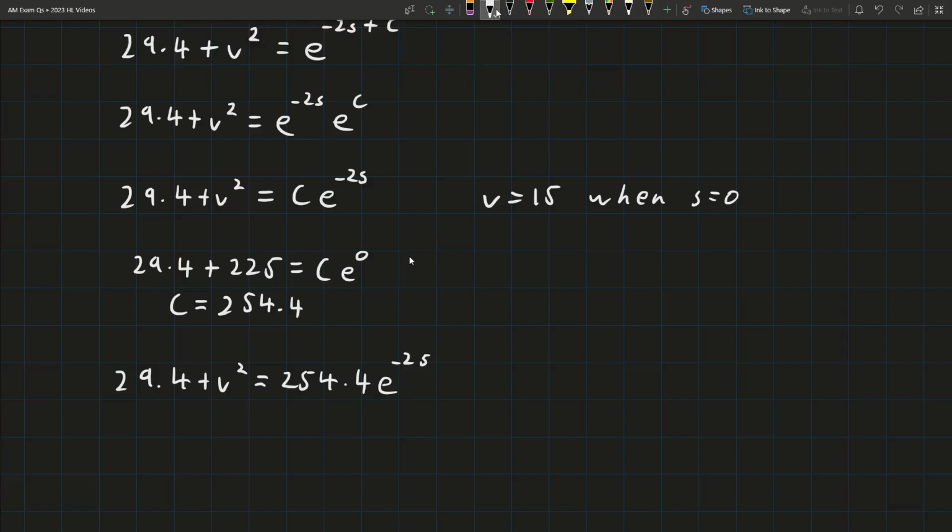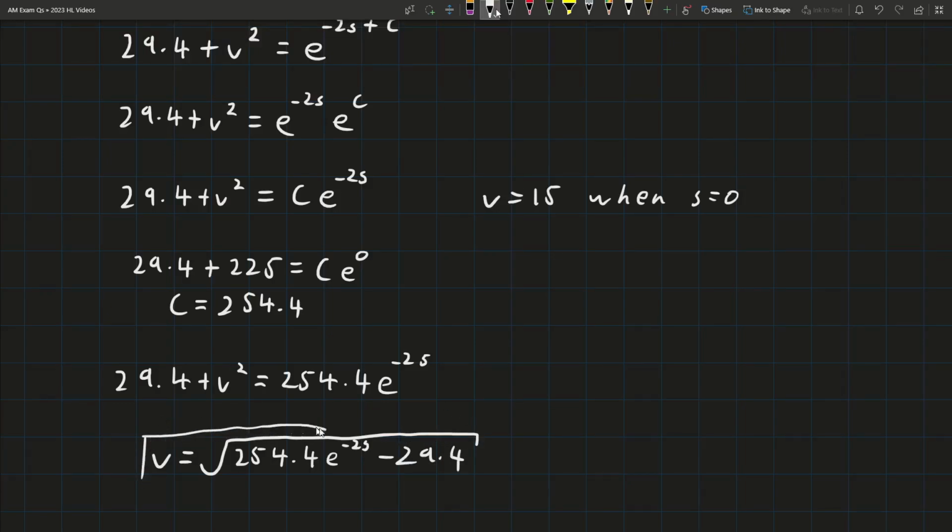Now, finally, we're asked to find an expression for v in terms of s, so we'll bring the 29.4 to the other side and take the square root, and we get that v equals the square root of 254.4 e to the minus 2s minus 29.4. And that's it. If you want, you could write the e to the minus 2s as 254.4 over e to the 2s. It doesn't really matter, it's just a bit neater that way.